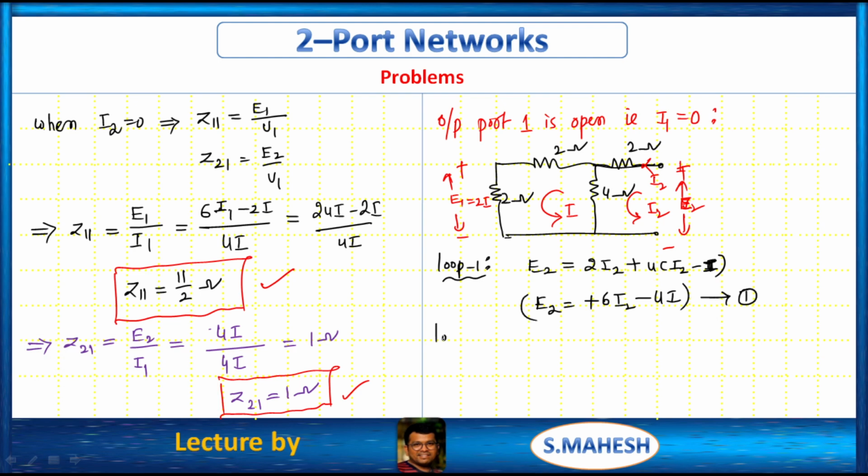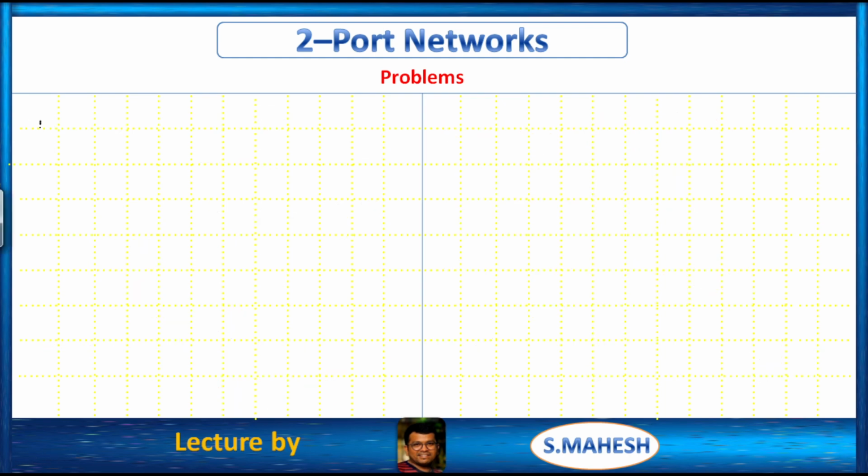Like that, from loop 2, we have 4I plus 4 into (I minus I1) equals 0. From this, 8I equals 4I2. Therefore from this, I2 equals 2I. That's it. Same analysis as case 1 when I2 equals 0.